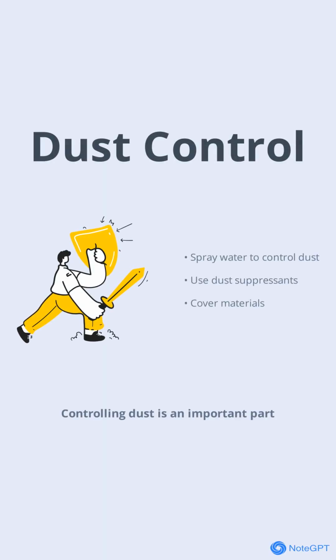Controlling dust is an important part of environmental management on construction sites. Dust can not only cause health problems for workers, but also impact nearby communities and the environment. Measures such as spraying water, using dust suppressants, and covering materials can help to minimize dust generation. Effective dust control contributes to a safer and more pleasant work environment.